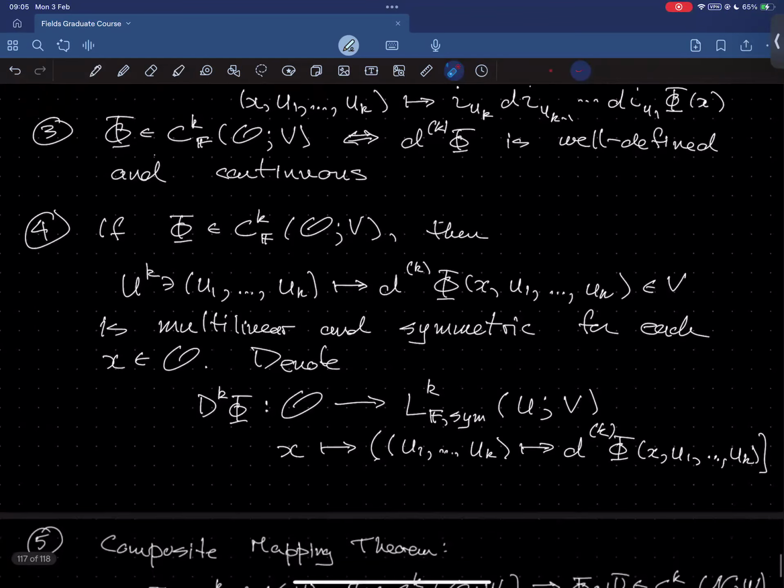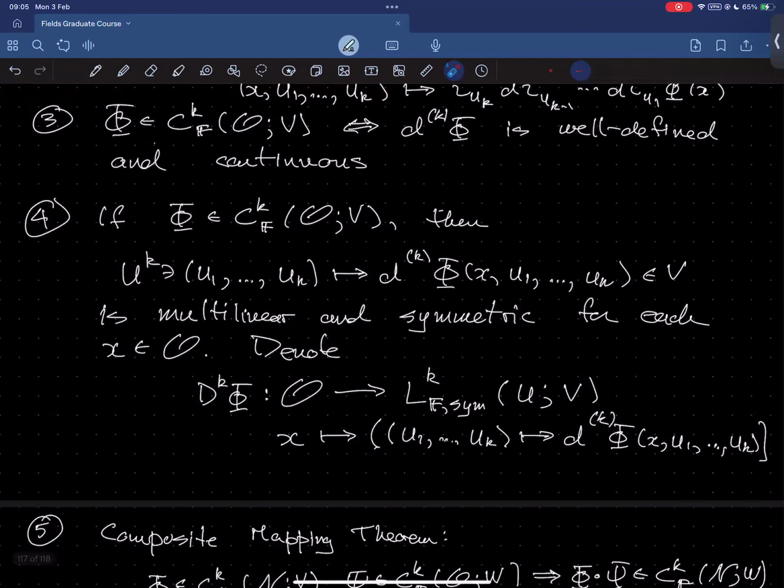And so we introduced this piece of notation, capital DK phi. Oh, so sorry, before I do that, I stated, but again didn't prove, that if you freeze x, then as a function of all the u's, DK phi is multilinear. Multilinear means that if I freeze all but one argument, the resulting function is linear. And it's symmetric, meaning that I can scramble the entries here in whatever way I want.